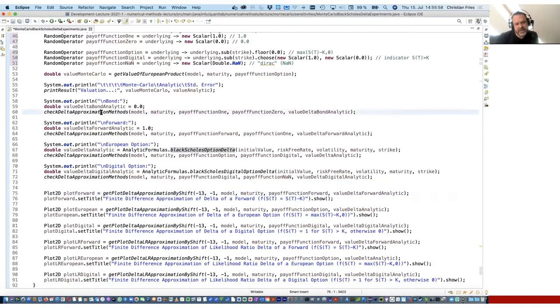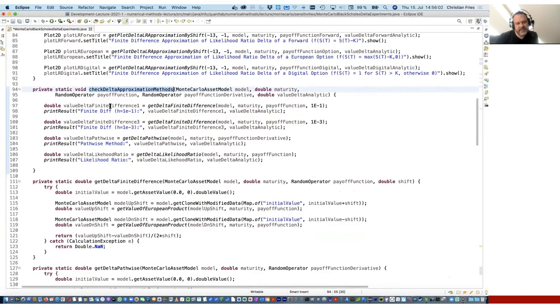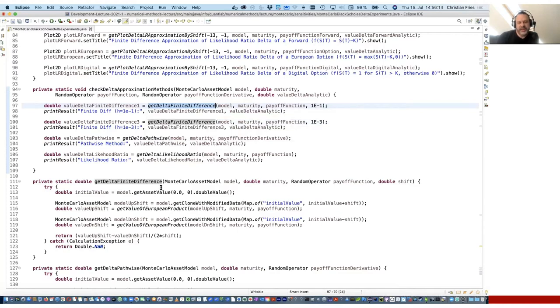So here in this check delta approximation method, I then have different implementations. The finite difference implementation, so the finite difference implementation that was done in the last session when we started this project here. So the finite difference approximation is here.